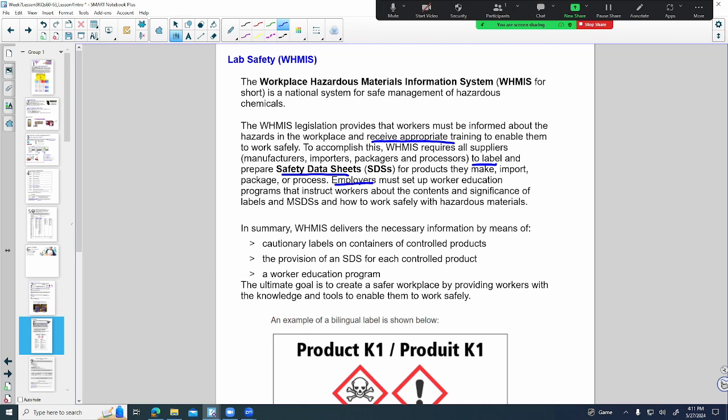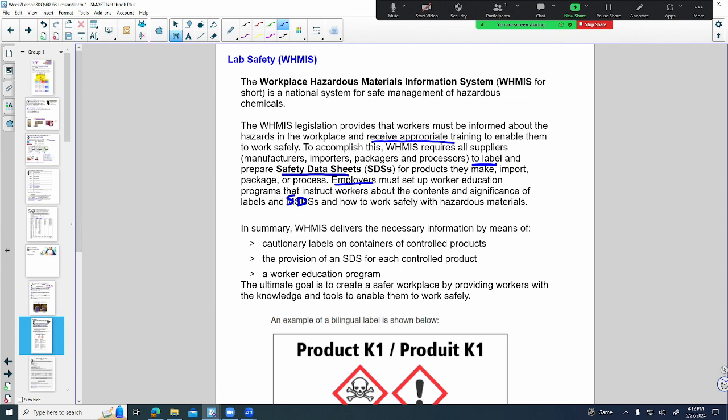Employers must set up worker education programs that instruct workers about the contents. That means what's in it, okay, and the significance of the labels and the safety data sheets. So that should say SDSs, and how to work safely with that type of material.